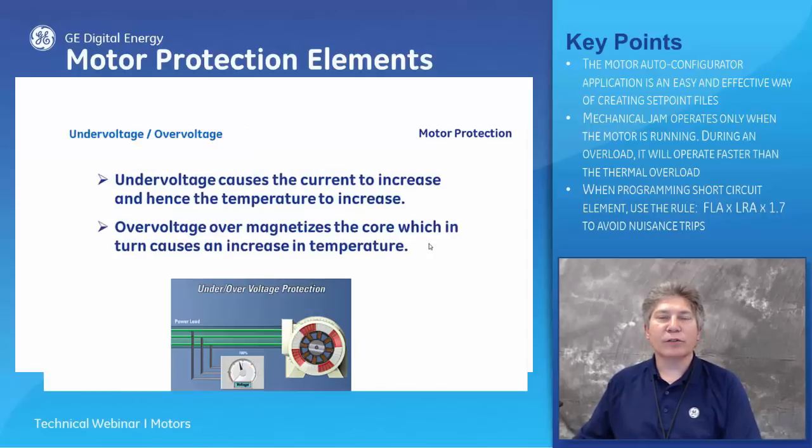Undervoltage, overvoltage. If there is an undervoltage condition, the current drawn by the motor will increase, and as a result, the temperature will also increase. If there is an overvoltage condition, the core becomes overmagnetized, which in turn causes an increase in temperature. These settings are typically set to plus and minus 10% of the nominal voltage.